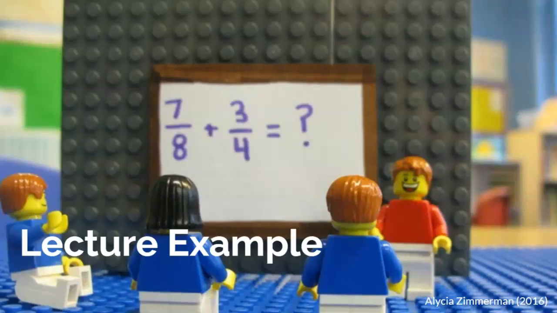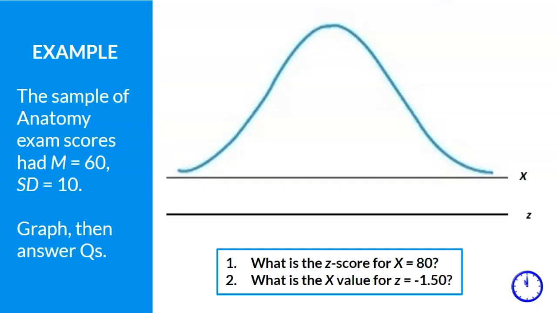Now that we've introduced z-scores, are you ready to practice your new knowledge? I have 2 examples for you to review. The sample of anatomy exam scores has a mean of 60 and an SD of 10. I want you to draw the graph of z-scores with the corresponding x-scores. Think back to the previous chapter where you learned how to graph mean and standard deviation on a normal distribution. Once you've completed the graph, answer these questions. Please pause the video and complete these problems on your own. Resume the video when you're done to review your answers.